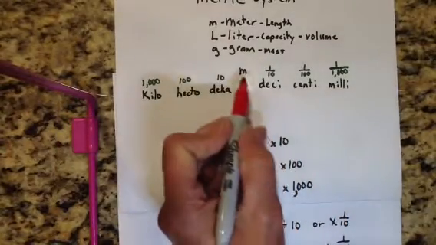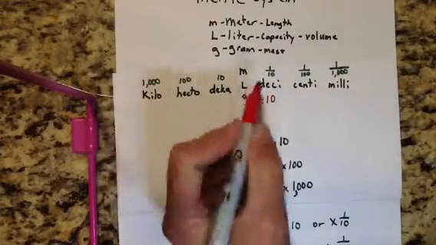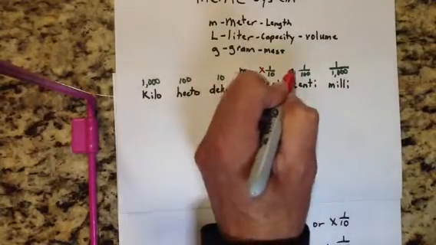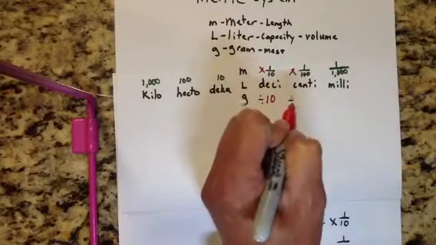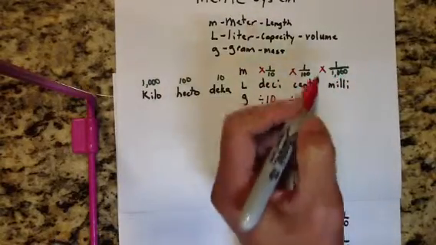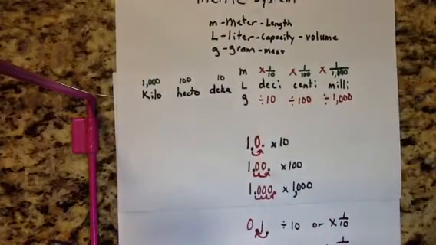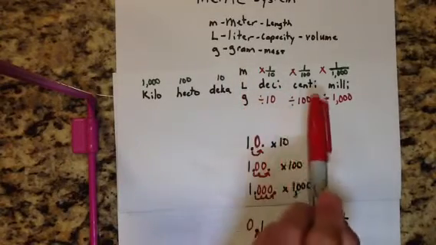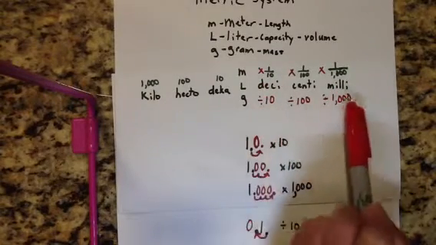Okay, now notice I've got 1/10 of a meter. That's the same thing as dividing by 10 when we multiply by 1/10. Multiplying by 1/100 is the same thing as dividing by 100. Multiplying by 1/1000th is the same thing as dividing by 1,000. Okay, so we have a decimeter, deciliter, decigram, or a centimeter, centiliter, centigram, or a millimeter, milliliter, milligram.